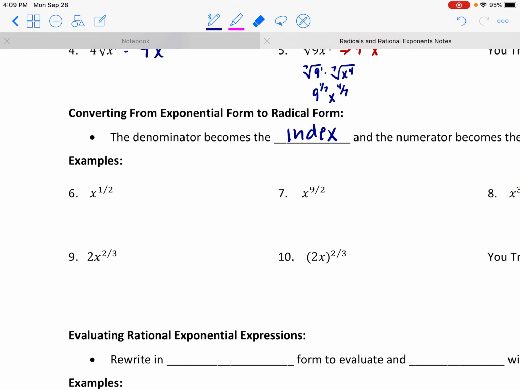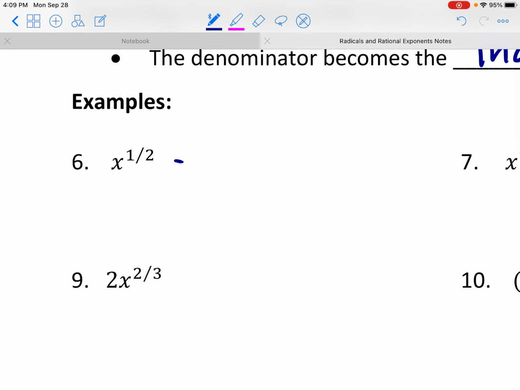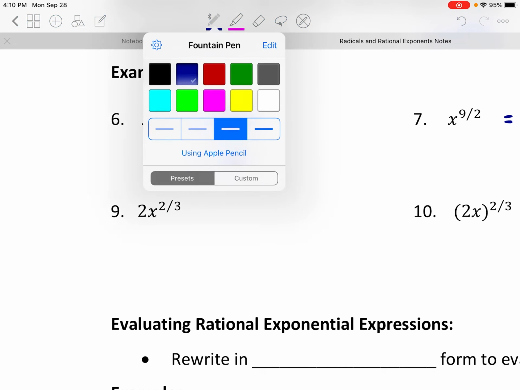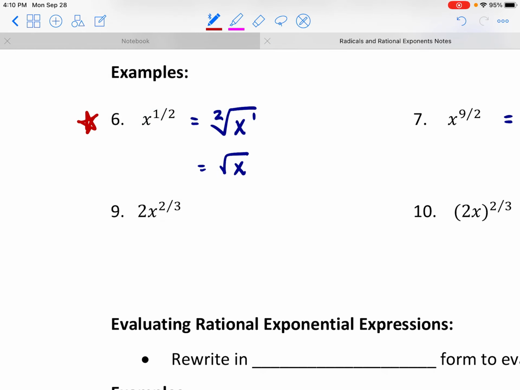So here this is the same thing as the square root of x to the 1st power. Now I put the 2 and the 1 there just so you could see those numbers aren't disappearing, but we don't write an index of 2 just like we don't typically write an exponent of 1, so we're just going to make this a square root of x. Here, and actually let me go back, this is kind of an important one because we see square roots a lot.